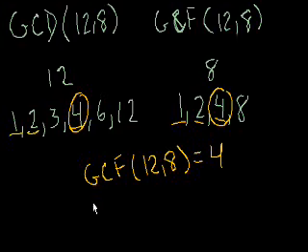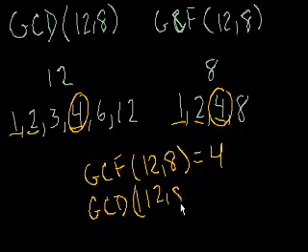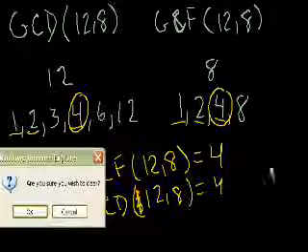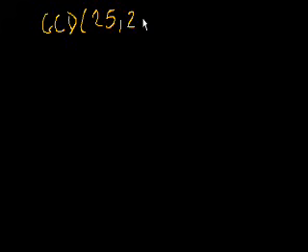And of course, we could have just as easily said the greatest common divisor of 12 and 8 equals 4. Greatest common divisor of 12 and 8 is 4. Let's do another problem. What is the greatest common divisor of 25 and 20?